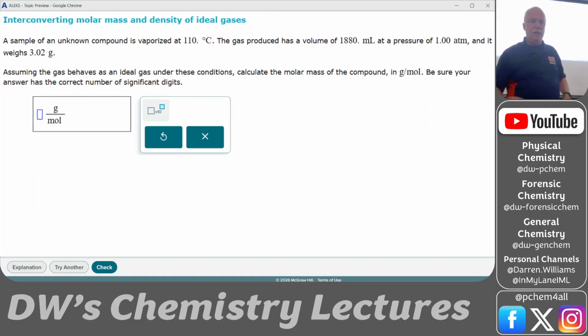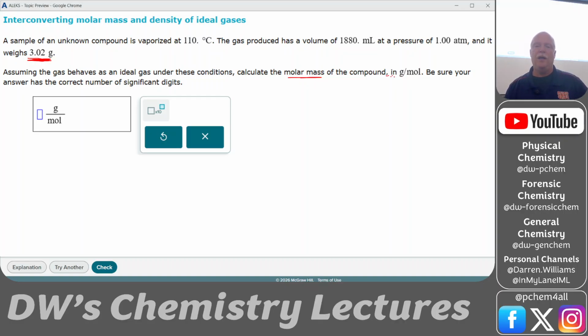We've got time. So here's an interconverting molar mass and density of an ideal gas. An unknown compound is vaporized at 110 C. The gas produced a volume of 1,880 milliliters at a pressure of 1 atmosphere, and it weighs 3.02 grams. Assuming the gas behaves ideally, that just means you can use PV equals nRT. Calculate the molar mass of the compound. So now we're calculating MW.